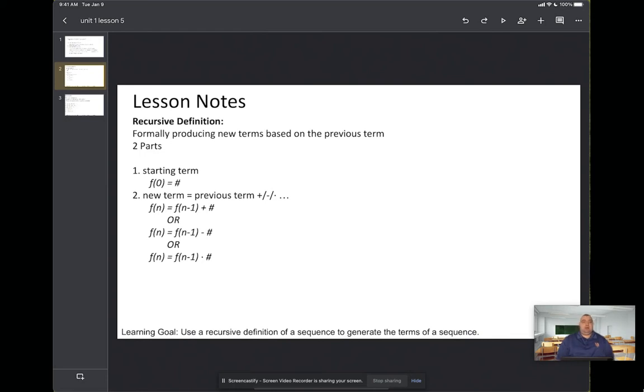Hello, everybody. Welcome back. We are up to lesson 5. We're actually skipping lesson 4 and moving ahead to lesson 5. And what this lesson is about is something called the recursive definition or the recursive form of a sequence.